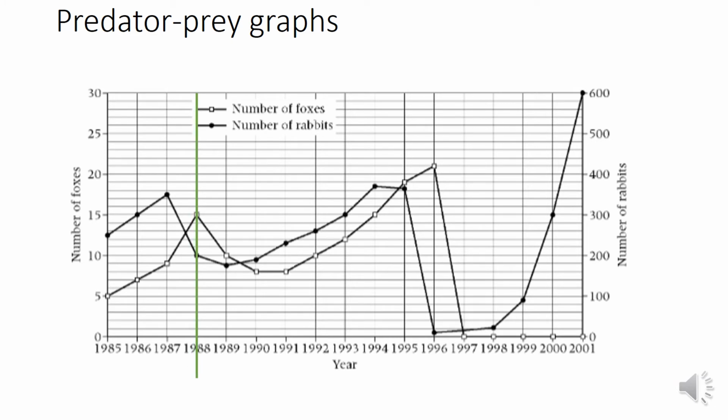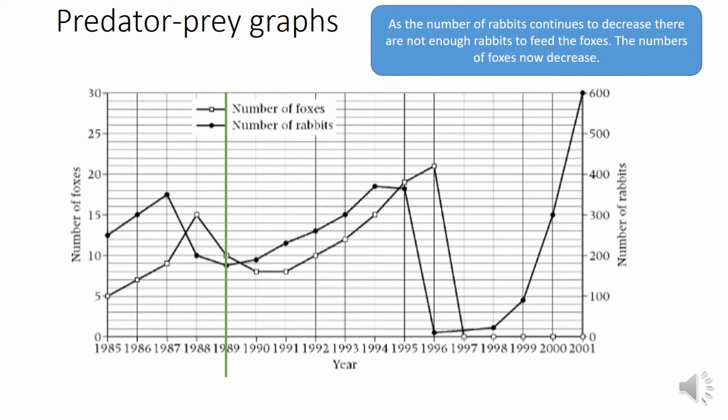Then we look from 1988 on to 1989. You can see here now that the numbers of foxes are starting to decrease. The numbers of rabbits are still decreasing, but not as quickly as they were before. So as the numbers of rabbits continued to decrease, there weren't enough rabbits for the foxes to eat. So this means that the numbers of foxes start to decrease. They either starve or they can't get enough food to be successful in mating and feeding their offspring.